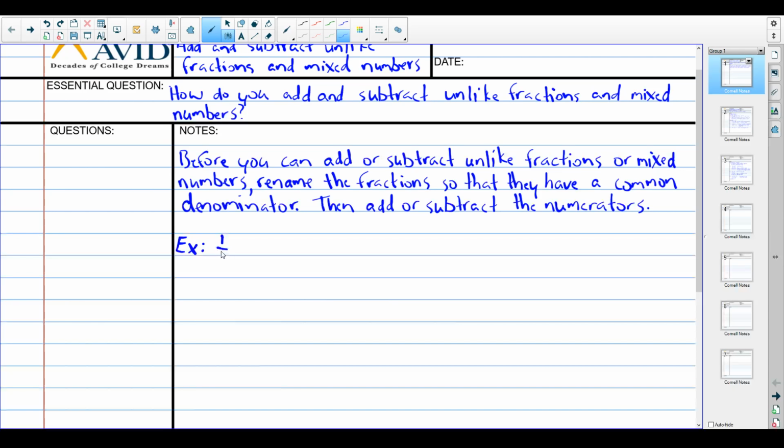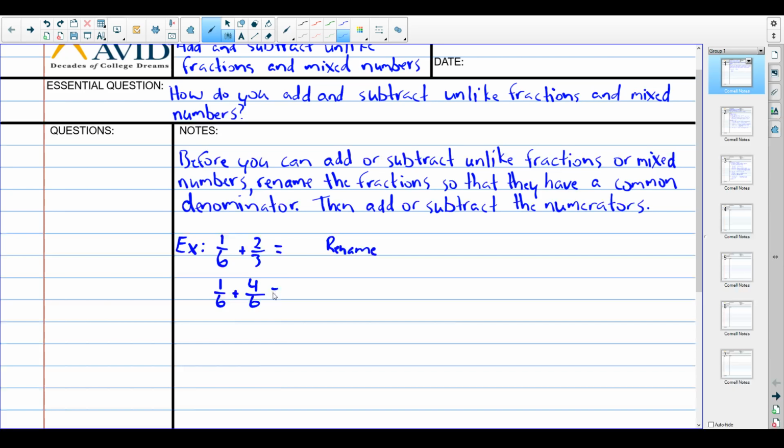So first one is just 1/6 plus 2/3. Fairly straightforward, just two fractions with unlike denominators. So the very first thing we do is we rename our two fractions. So a common denominator between 6 and 3 is 6. So 1/6 doesn't actually change. But 2/3 we would rewrite as 4/6.